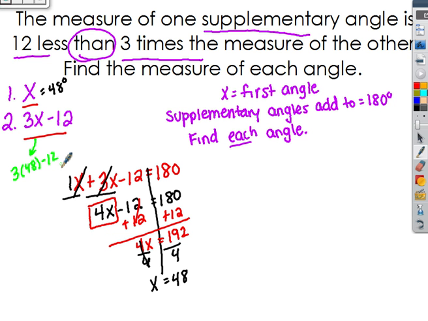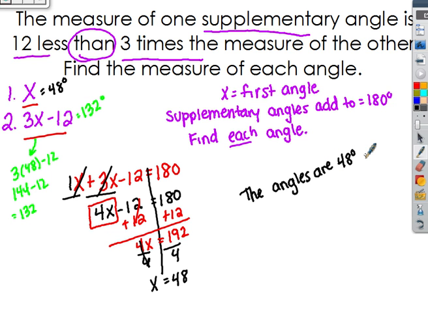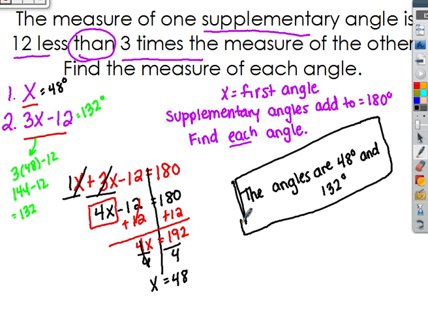So I've got 3 times 48, which is 144, minus 12, which is 132. So this angle is 132 degrees. So my answer is the angles are 48 degrees and 132 degrees. Last one.